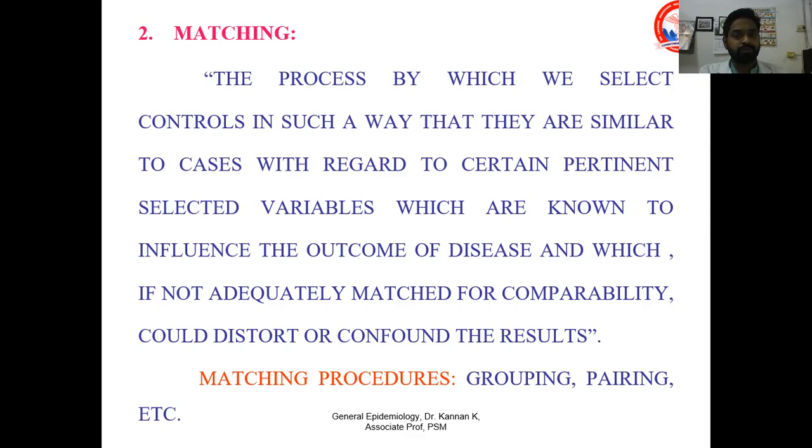Matching procedure can be grouping or pairing. Grouping means we are going to match group-wise, like age group 10 to 20. We are going to match this 10 to 20 age group of cases with the 10 to 20 age group of controls. So this is an example of group matching. In individual matching, we have to make sure that 12-year-old patients will be compared with 12-year-old controls. So individually, we are going to pair the cases and controls. That is individual pairing, and group matching is where we compare the group of cases with the group of controls. So this is regarding matching procedures.